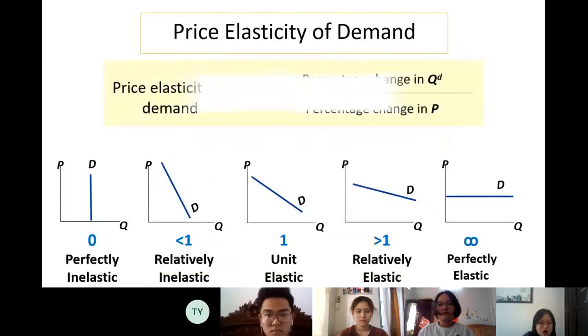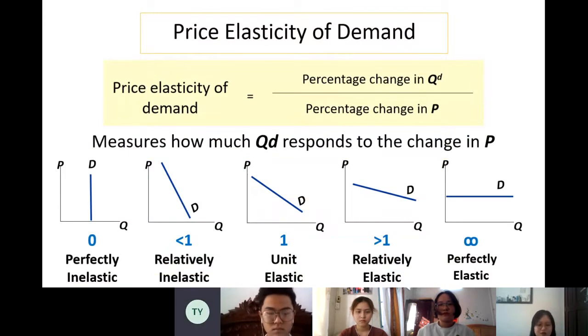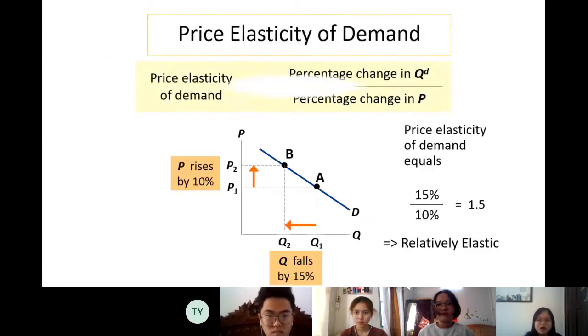Okay, now we move on to price elasticity of demand. This measures how much the quantity demanded or purchased of a good responds to changes in the price of that good. As you can see right here, we have 5 different types of price elasticity of demand corresponding to the results of this division. Okay, and I have an example here for you. As you can see, the price rises by 10% while the quantity demanded falls by 15%. Using this mathematical operation, you get that price elasticity of demand equals 1.5. So this one belongs to a relatively elastic situation.